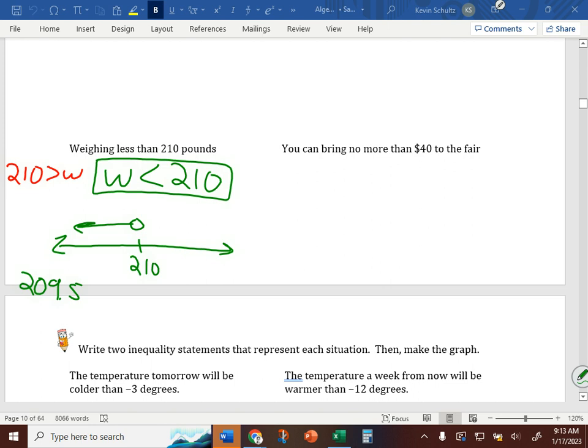Colin! Write two inequality statements represented by the graph on the second page. Yeah. What variable do we use? Up to you. You can pick.